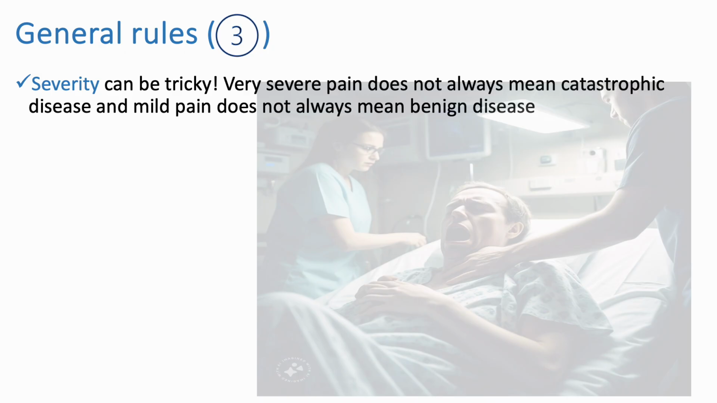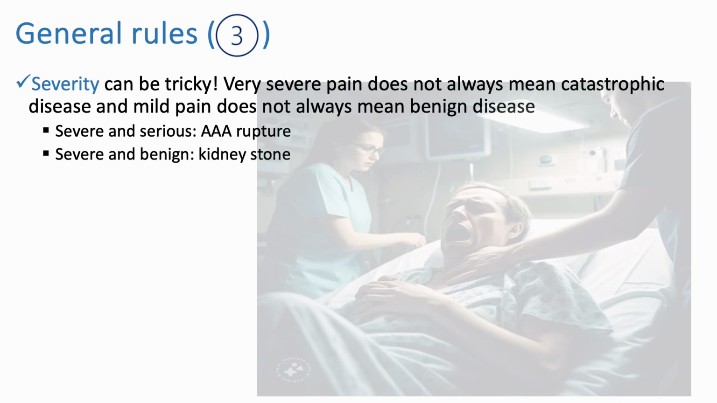The third rule pertains to severity. So be very careful. Severity can be really tricky. Very severe pain does not always mean catastrophic disease, and mild pain doesn't always mean benign disease. So for example, AAA rupture, abdominal aortic aneurysm rupture, obviously it's very catastrophic, and patients usually present with very severe pain. Patients with kidney stones, if you have seen one, you know how severe it is and how bad it could be to patients.